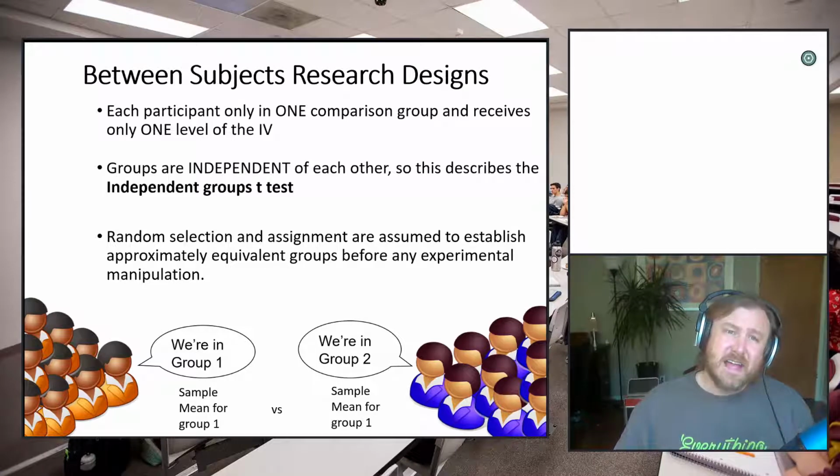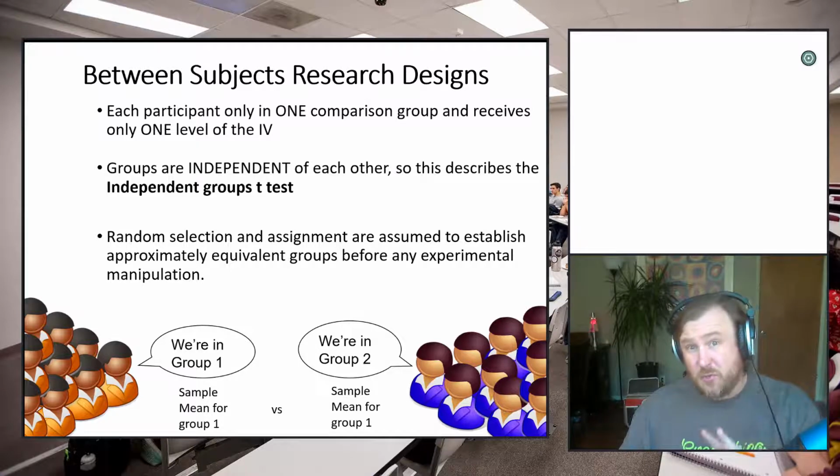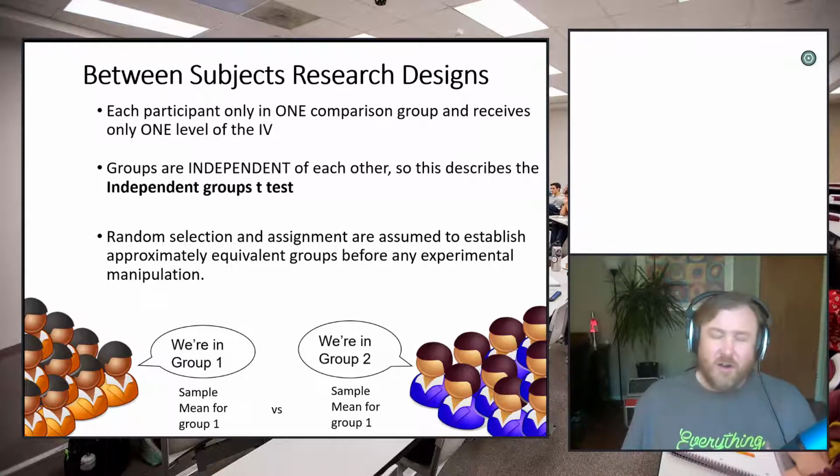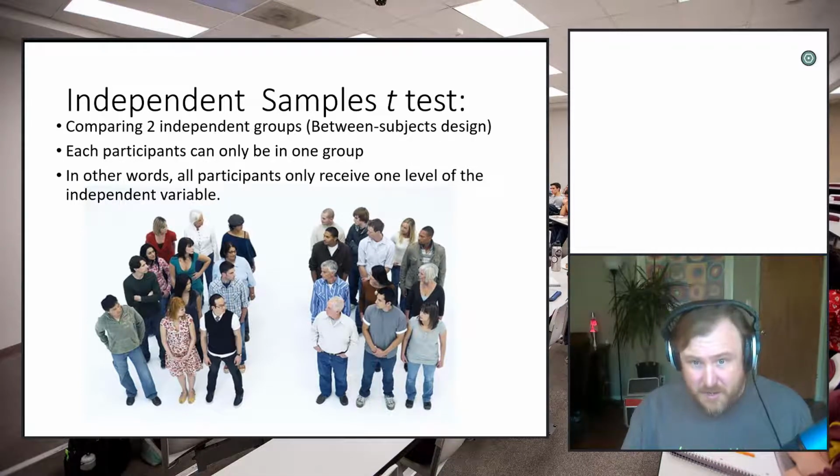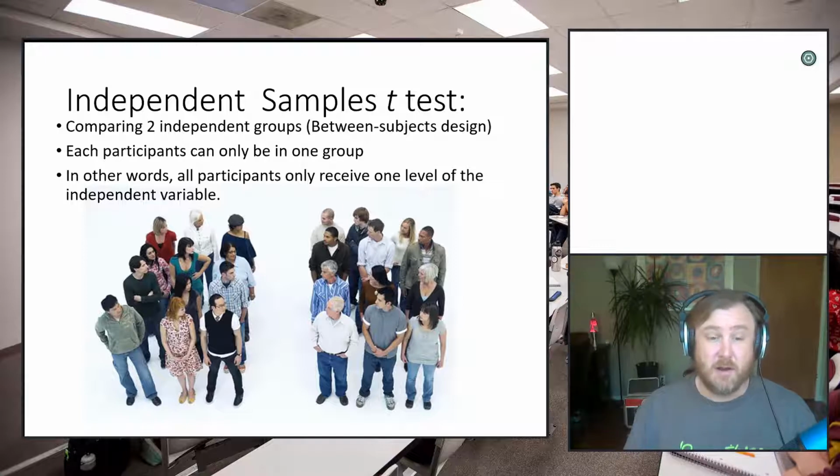So it's this second type, this between subjects research design, where if we had two means, so two samples of people, and we wanted to compare those two means to see if they were different, this is the condition under which you would use an independent groups t-test. It's also called an independent samples t-test. This is whenever we compare two independent groups. Each participant can only be in one group, and all participants only receive one level of the independent variable.